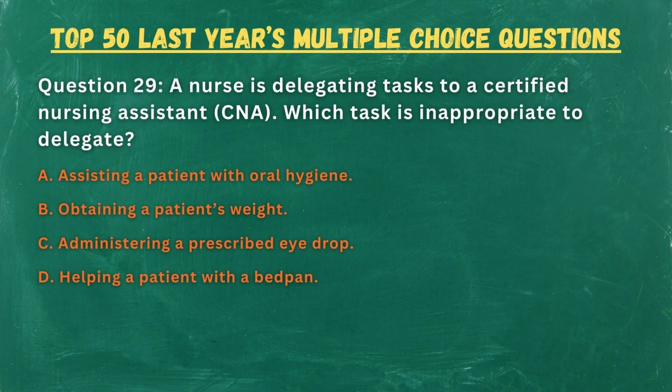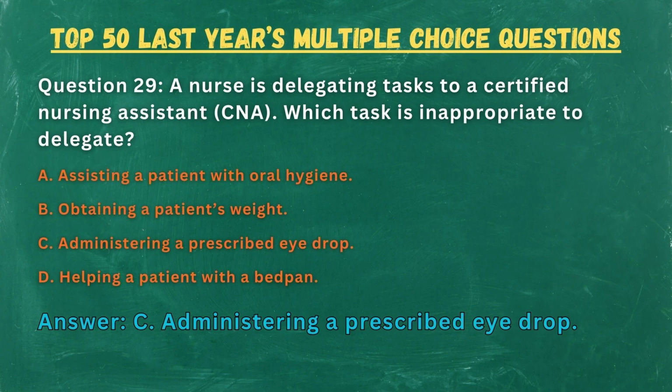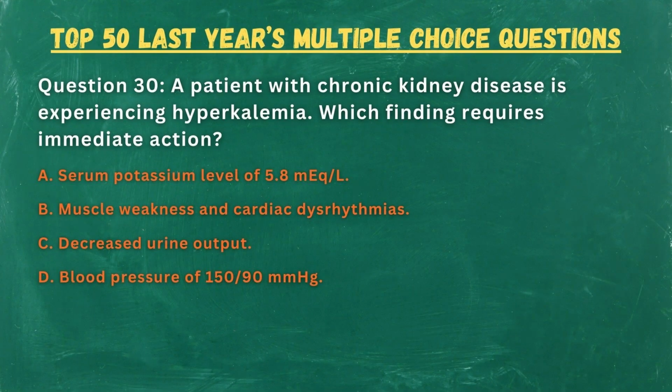C. Administering a prescribed eye drop. D. Helping a patient with a bedpan. Answer: C. Administering a prescribed eye drop. Question 30. A patient with chronic kidney disease is experiencing hyperkalemia. Which finding requires immediate action?